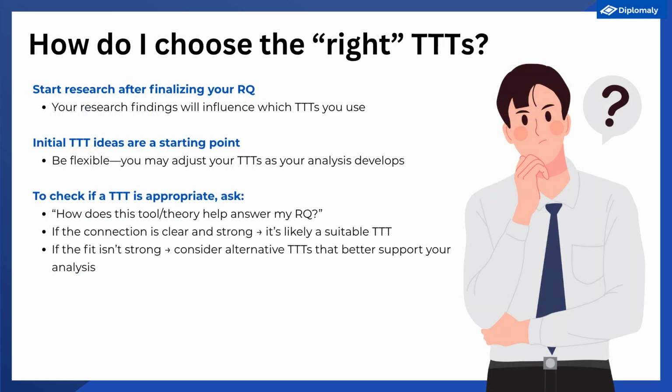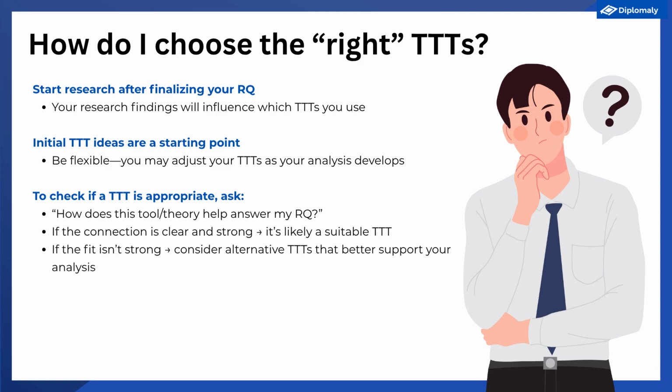Once you choose your research question, you will want to do some research to determine what TTTs you can use. Keep in mind that your research will influence your TTTs. Based on your background research, you will already have some TTTs in mind, which is great. However, don't assume the initial TTTs you choose are the ones that are most appropriate to your IA. You may change them as you go, and that is also completely fine.